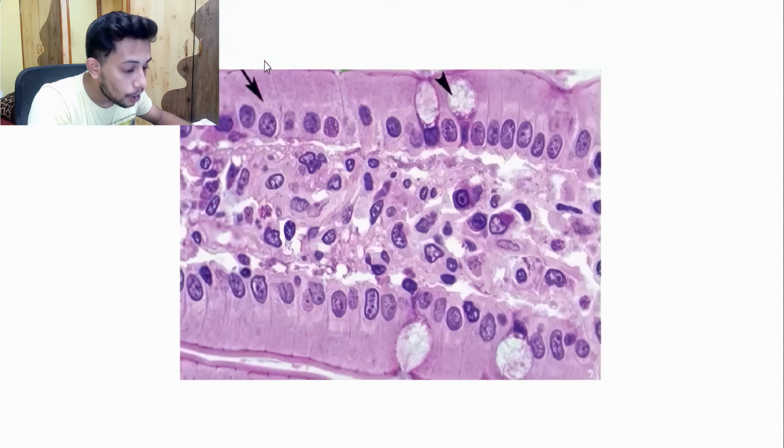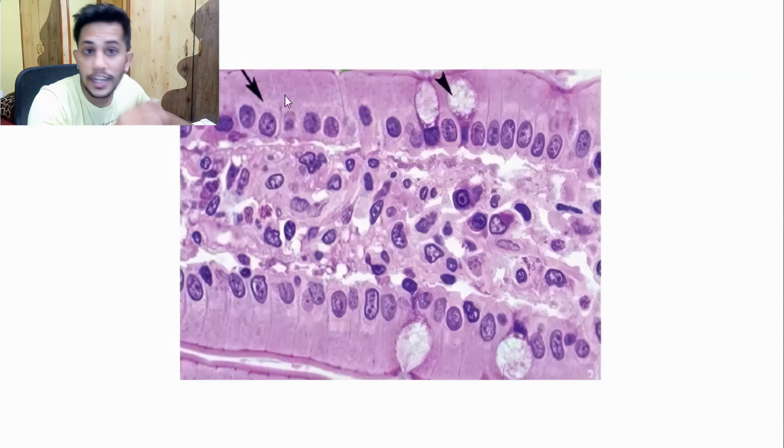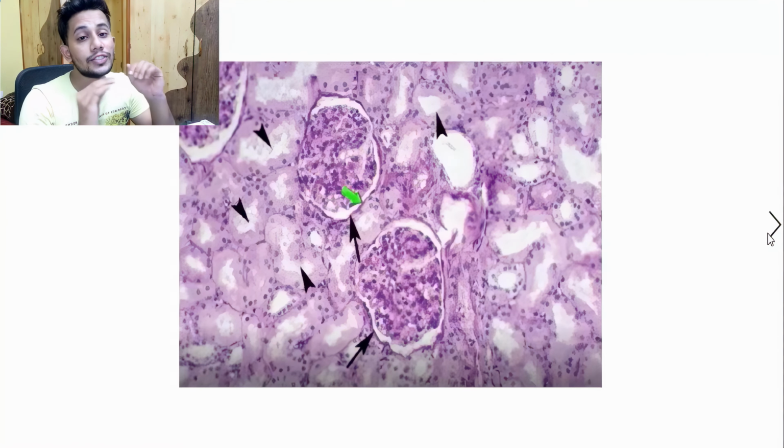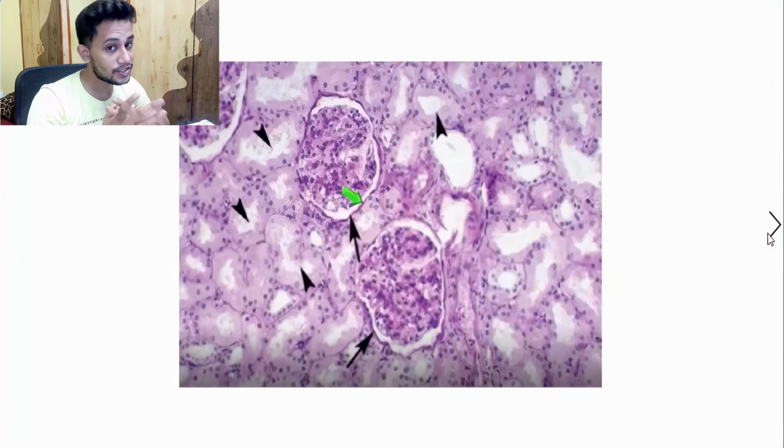So simple columnar. Why simple? Because from the lumen to the outside, it's still just one cell. Do you see any extra nuclei behind it? No. Why? Because it's still a simple epithelium, so it's just one layer. Now you will find this epithelium in the GI tract, usually the small and large intestine. Alright, so this third one is an interesting one.